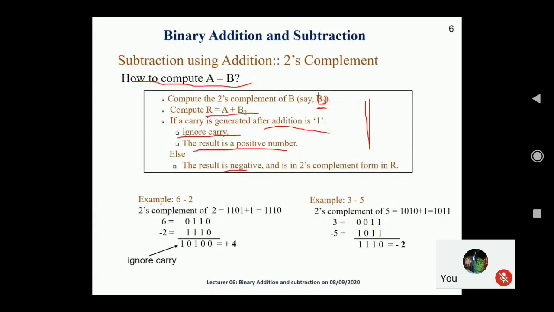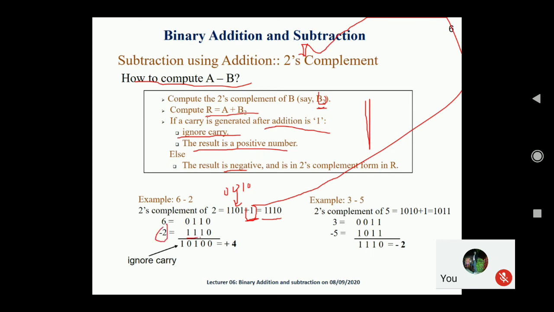See here, 6 minus 2. The 2 we are representing as 0010. Now we convert this to ones complement, and we are adding +1. Why are we writing this +1? Because this one is the 2's complement form. Okay. So when we add 1, we get 1110. So -2 we are writing in the 2's complement form.